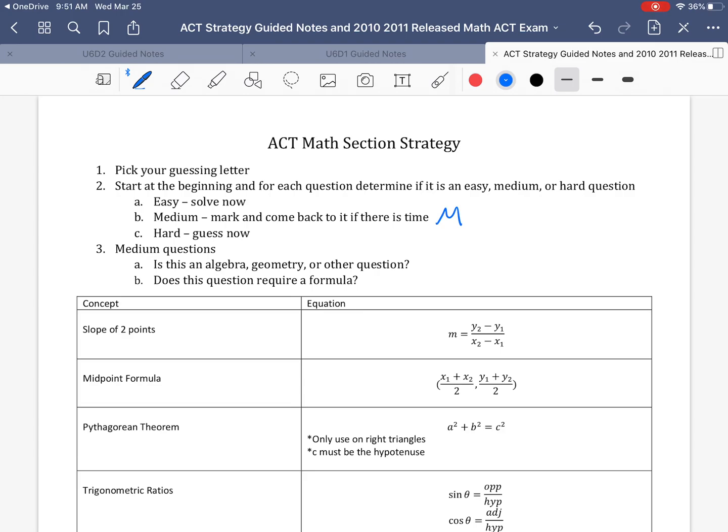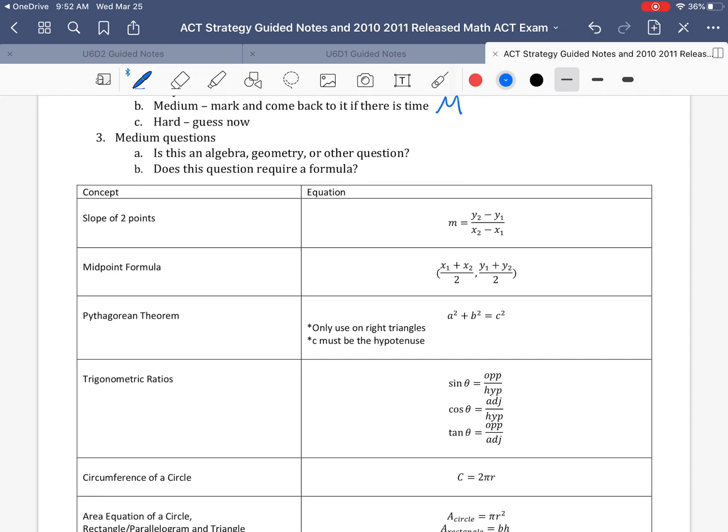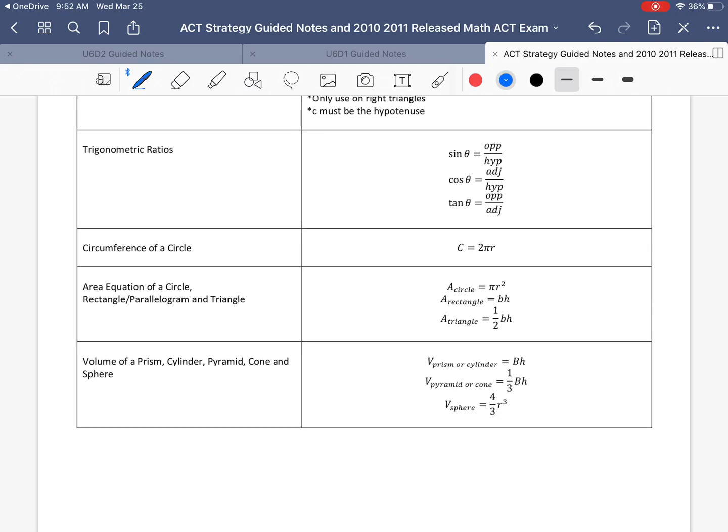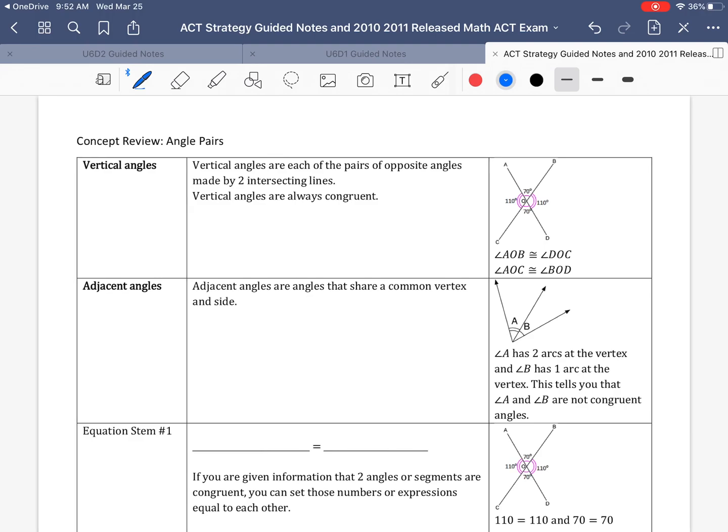And then the second question I want you to ask yourself is, does that question require a formula that we've already memorized? And I've put our formulas right below so we can review them real quick, right? Slope of 2 points, midpoint, Pythagorean theorem, your trig ratios, circumference for a circle, area of a circle, rectangle, parallelogram, and triangle, and then volume for a prism, cylinder, pyramid, cone, and sphere. And I really need to fix this, but remember that our sphere equation is actually 4/3 pi r cubed. My apologies.